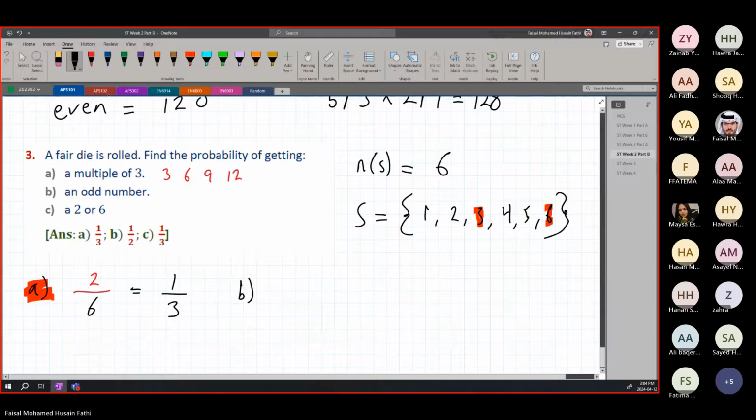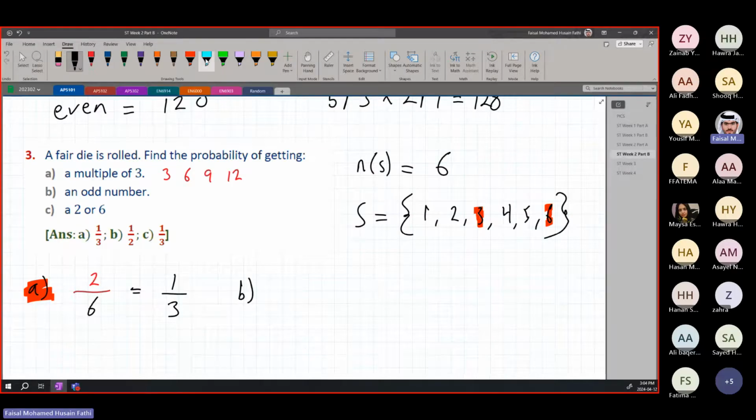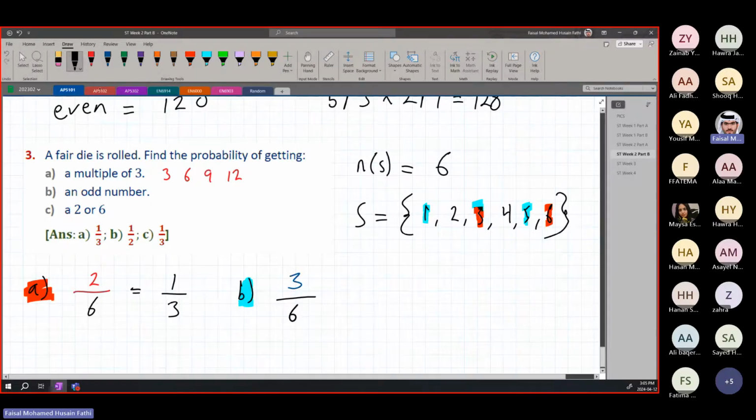Part B says an odd number. So for part B, an odd number. What are the odd numbers we have? We have 1, we have 3, we have 5. We have a total number of 3 odd numbers divided again by the total sample space, which is 6. If we simplify this, this is 1 over 2.